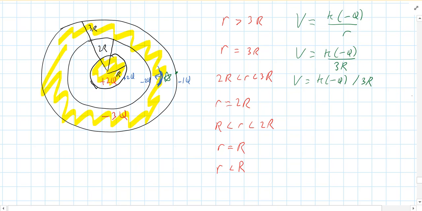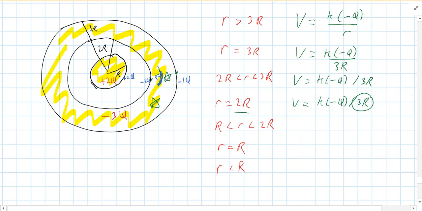As a matter of fact, here's where it gets funky. If you're right inside of this thing, right just at 2R, right before you start hitting that negative 2Q charge, your voltage is still K times negative Q divided by 3R. So that gets a little confusing, right? It's still 3R here even though you're at 2R. And that's because there's no electric field here, so your voltage doesn't change.